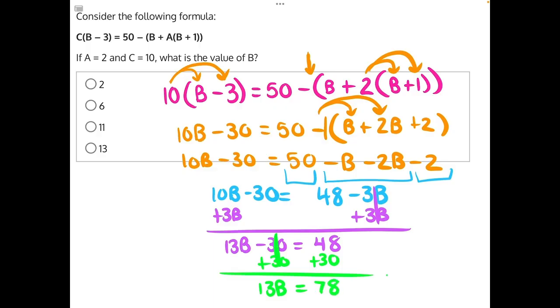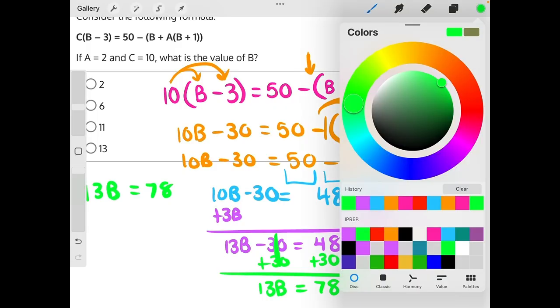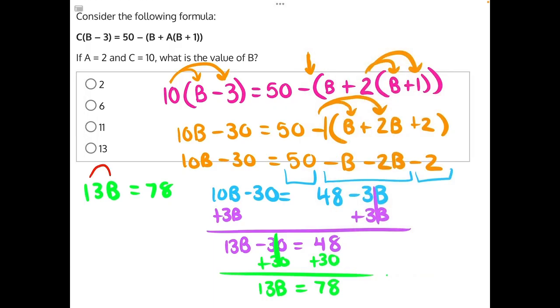And now we can pull this off to the side here, because we're going to need a little bit more room for this last step. Change colors one more time. 13 is being multiplied to b, so the opposite operation here is going to be dividing both sides by 13. These 13's will cancel, giving us b is equal to, what is 78 divided by 13? This is not a multiplication that I know off the top of my head, and 13 is a prime number. So we can't factor out the greatest common factor to simplify this fraction down to help us out.